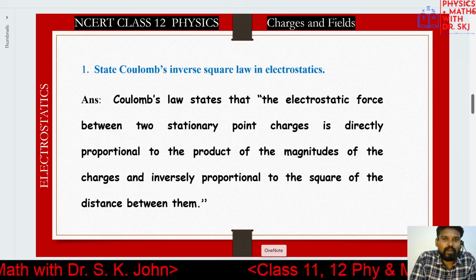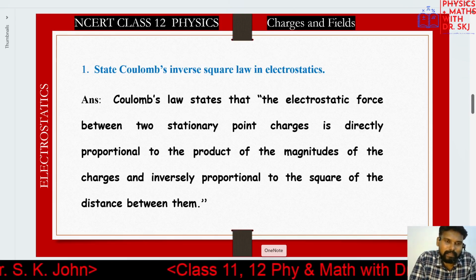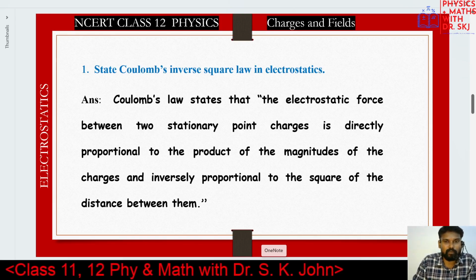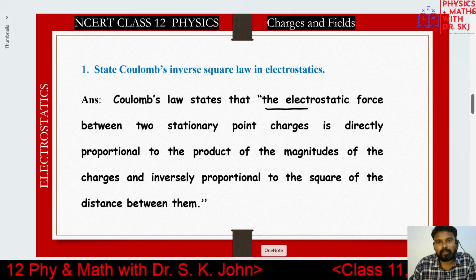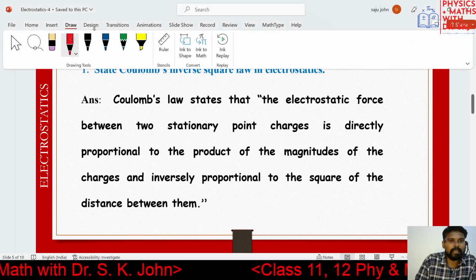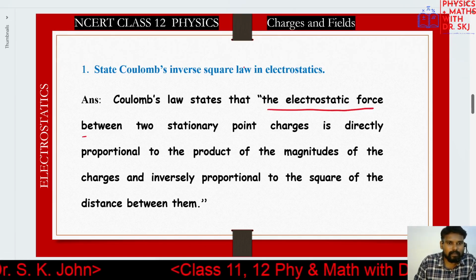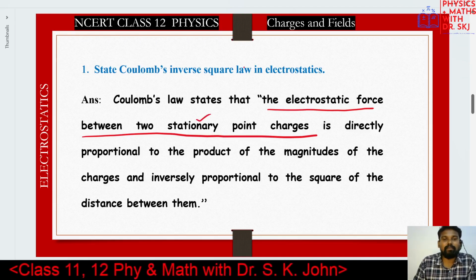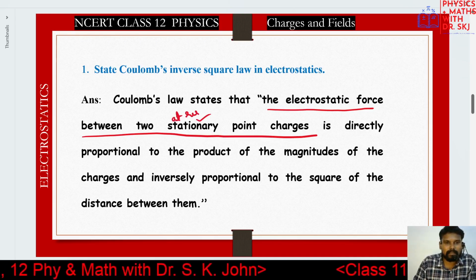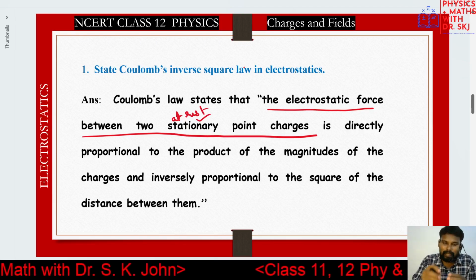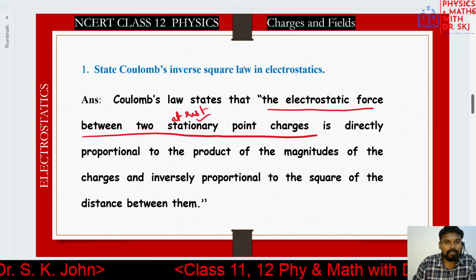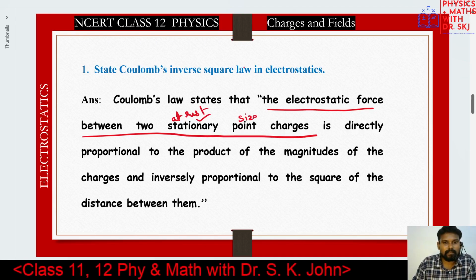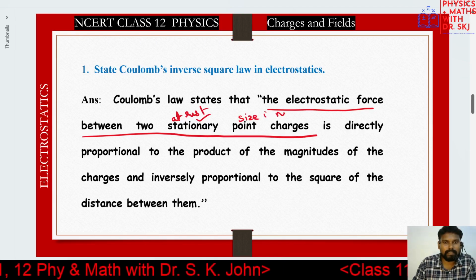State Coulomb's inverse square law in electrostatics. This is a statement. You have to learn the statement by heart. Coulomb's law states that the electrostatic force, the force between charges is called the electrostatic force, between two stationary point charges. You have to note these points. Stationary means the charges are at rest. Point charges means the size of the charges is negligible.